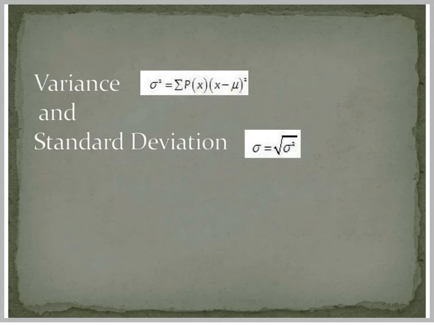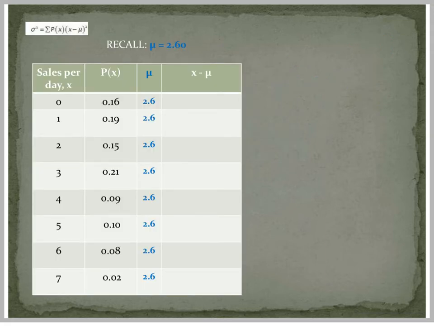Variance and standard deviation of a probability distribution. This formula looks pretty scary, but it's not. If you just break it up into parts and then put it all back together, it comes out quite smoothly. Again, keeping it organized in a chart is the key. So we need to use that mean that we just calculated.